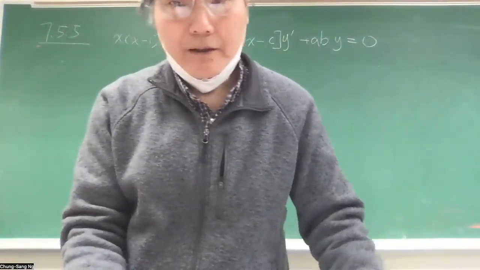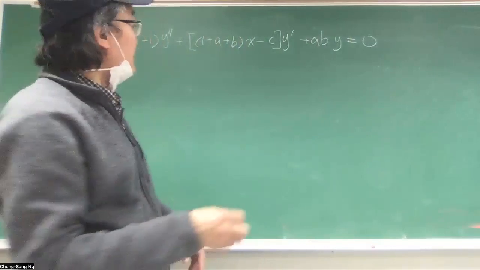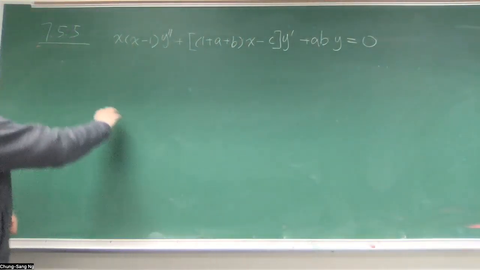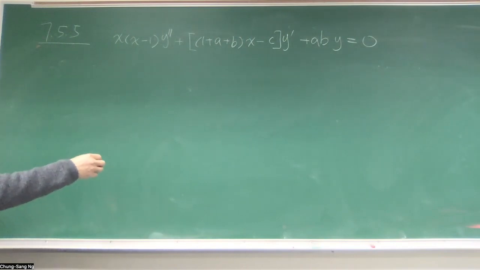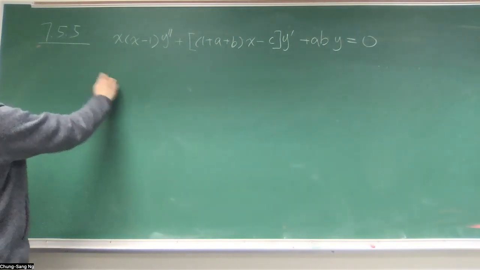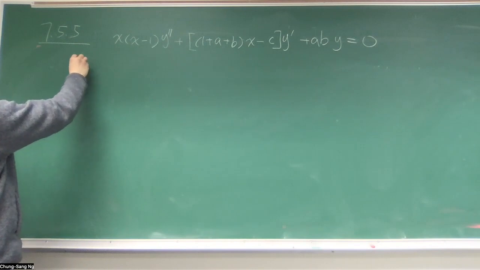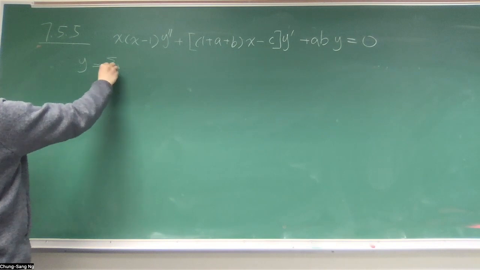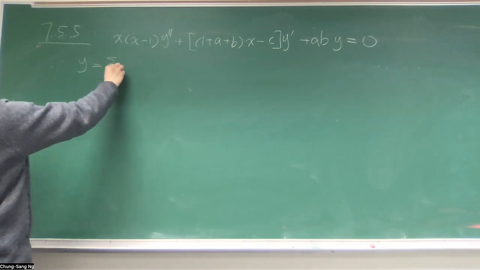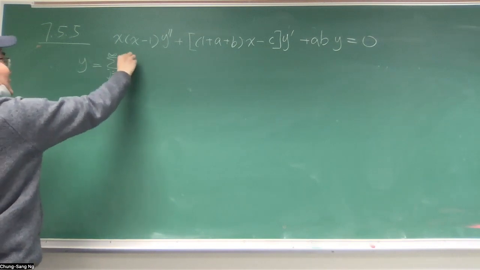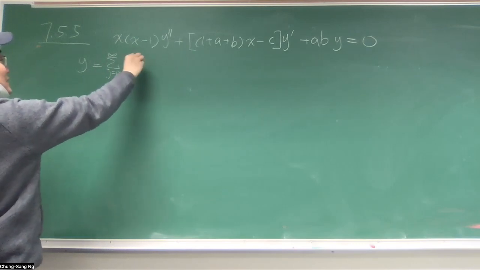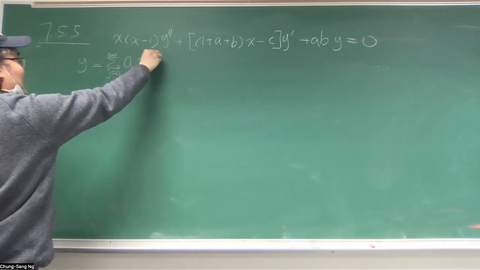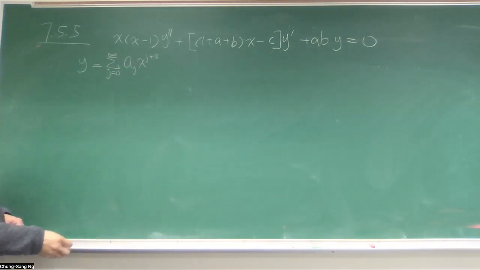Okay. So the first step is assuming a form, right? So y is something like, following the same notation, sum over k from 0 to infinity, assuming j and then unknown index s, right?